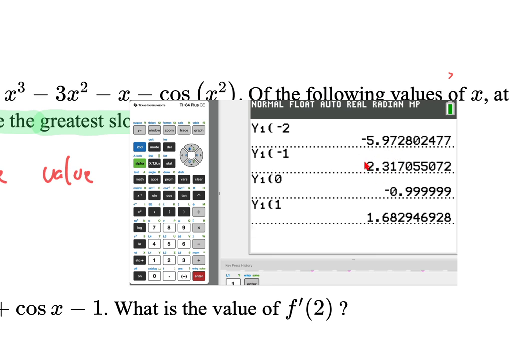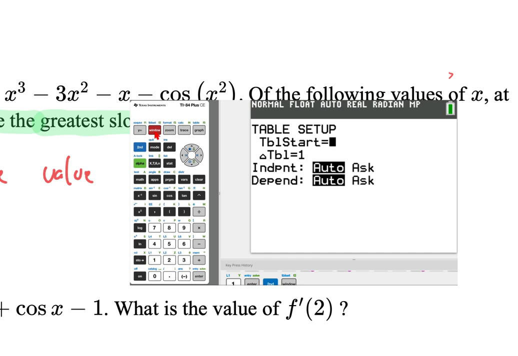Okay, so let's look at a different way. I can't remember which way. I pre-recorded these calculator things, so I can't remember what I did next. Let's see. Okay, so next thing is second window, which is really table set.